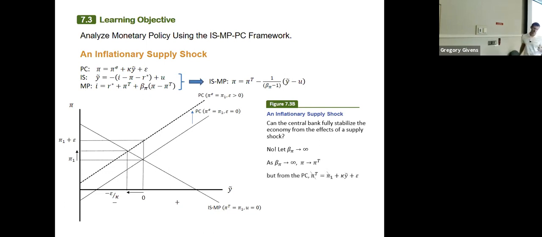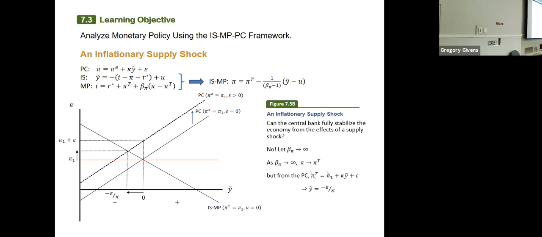Do I have this in the slides? Yeah. So I've got this a little bit out of order, but the red horizontal line here shows us what? When beta pi goes to a large number and the Fed wants to aggressively respond to changes in the inflation gap, then what happens? The ISMP curve becomes perfectly horizontal. Now notice what happens here.